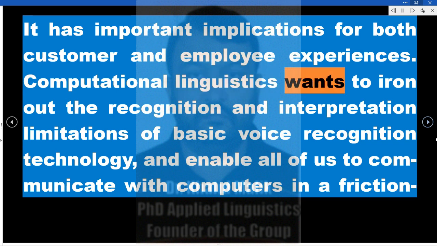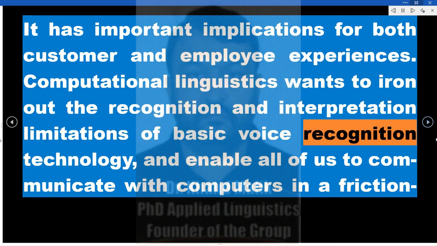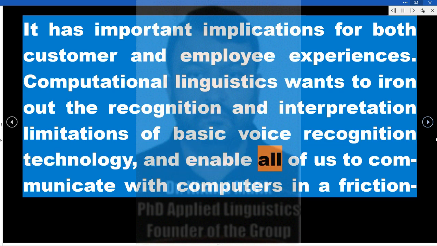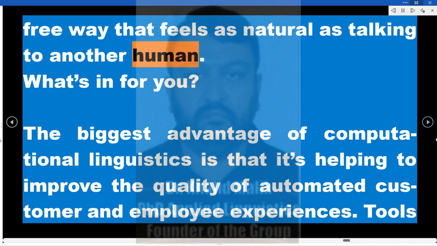Computational linguistics wants to iron out the recognition and interpretation limitations of basic voice recognition technology, and enable all of us to communicate with computers in a friction-free way that feels as natural as talking to another human.